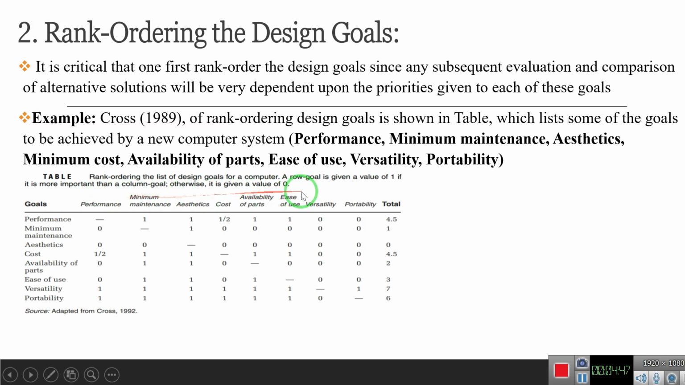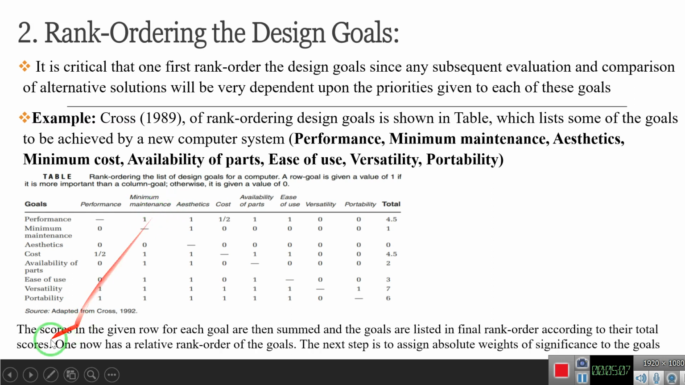On the top side also we put the goals. Now we will find the rank based upon that. Rank, performance. There is no rank for performance itself. With performance, the minimum maintenance, which is more powerful? Should minimum maintenance take place or not?